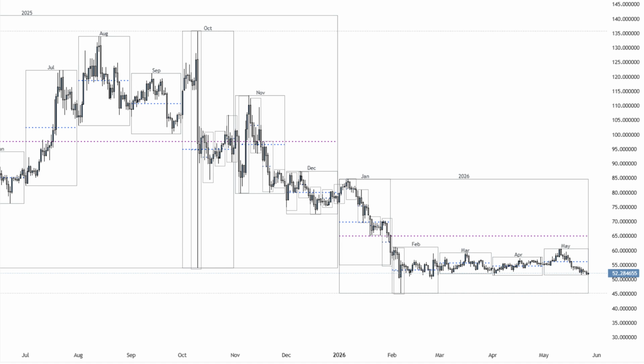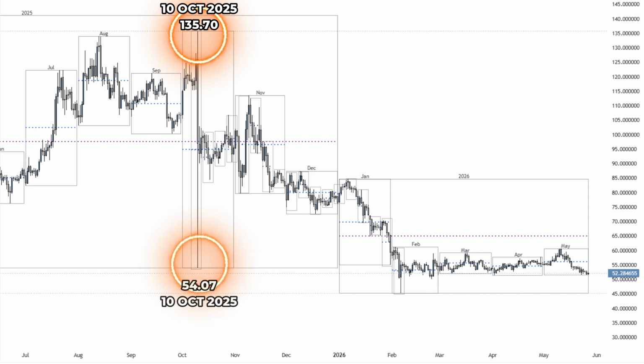After reaching a peak on 10th October 2025 at $135.70, Litecoin experienced extreme volatility, crashing to a low on the very same day at $54.07. Market manipulation? Make your own mind up on that.